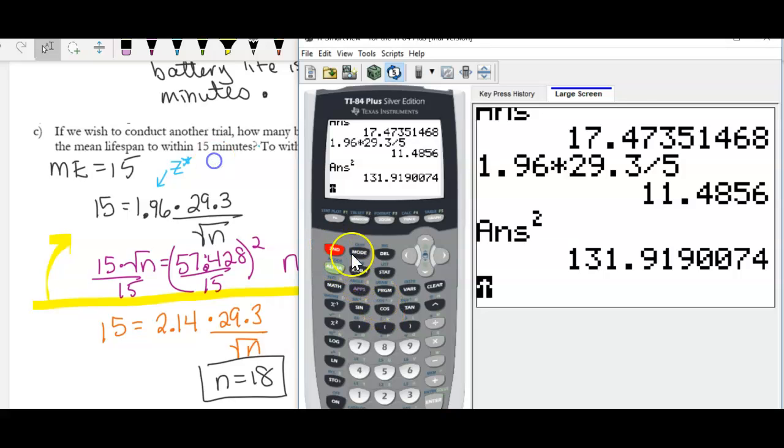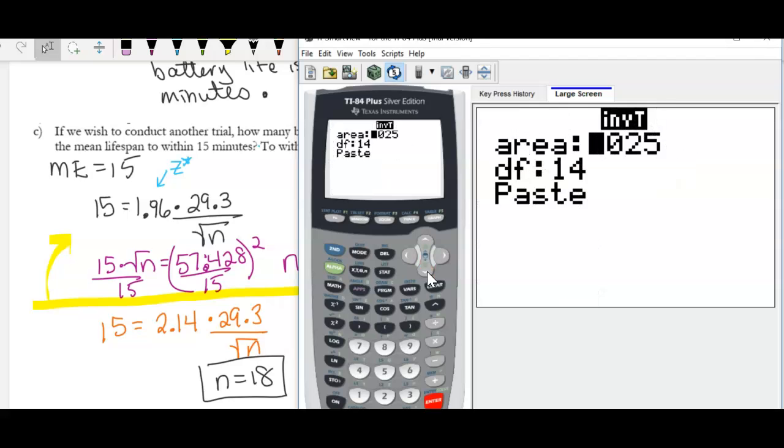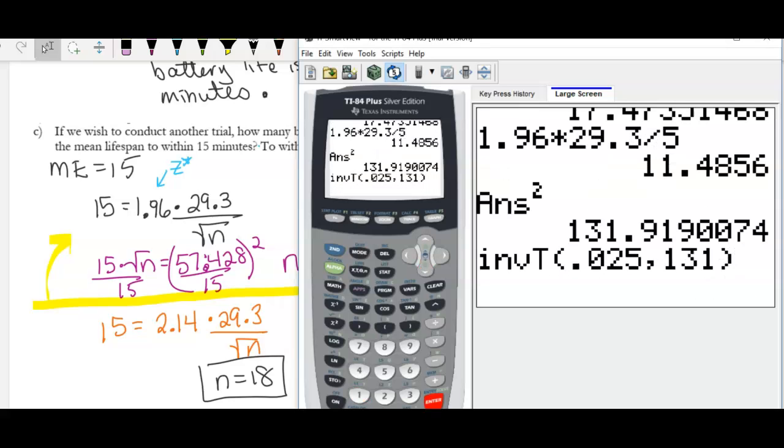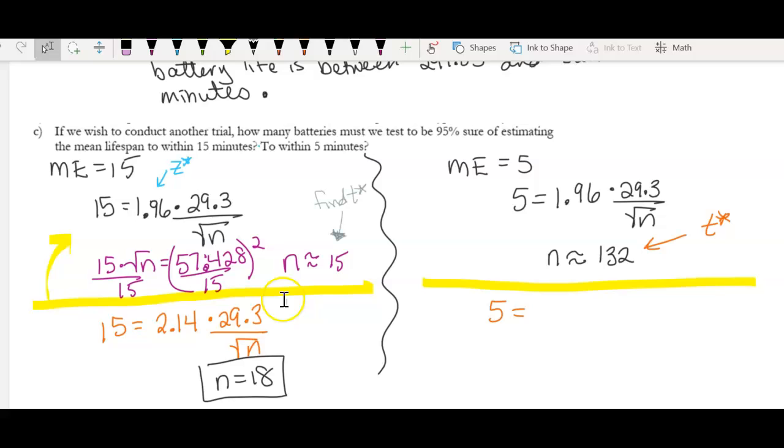Inverse t, still 0.025. What did we say it was? I already forgot. 132. So then my degrees of freedom is 131. Paste. And so now that's going to be pretty close to 1.96, because remember, the bigger the sample, the closer it is to normal. So we'll say this is 1.98. 1.98 times 29.3 divided by square root of n.